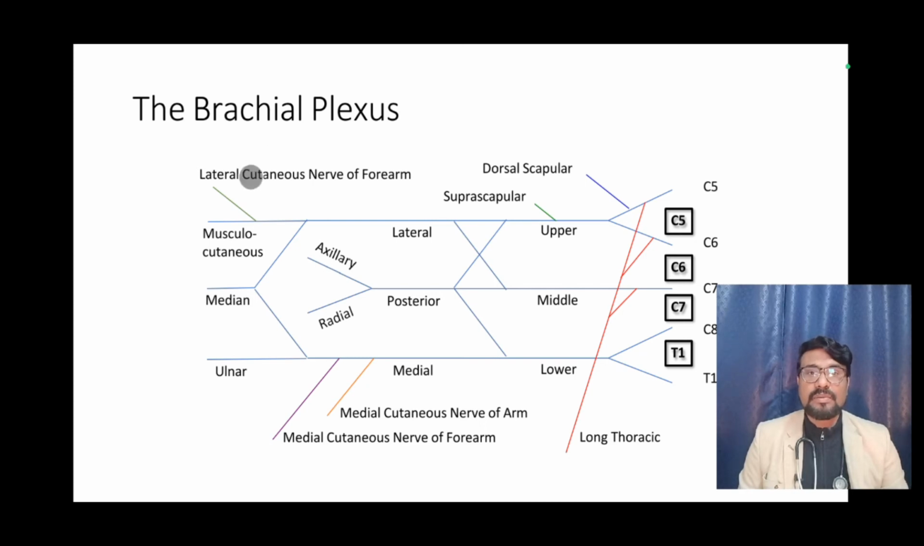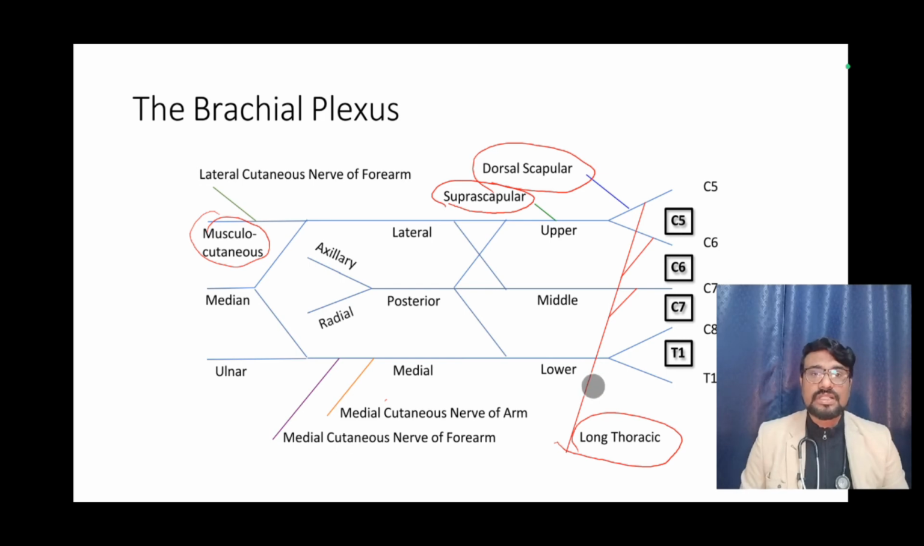And these are the different branches from it, that is the lateral cutaneous nerve of the forearm from the musculocutaneous. Then from the upper part of the trunk include the suprascapular and dorsal scapular nerve. Long thoracic from C5, C6 and C7. From the medial cord include the medial cutaneous nerve of the arm and the medial cutaneous nerve of the forearm. So these are the different nerves from the brachial plexus.